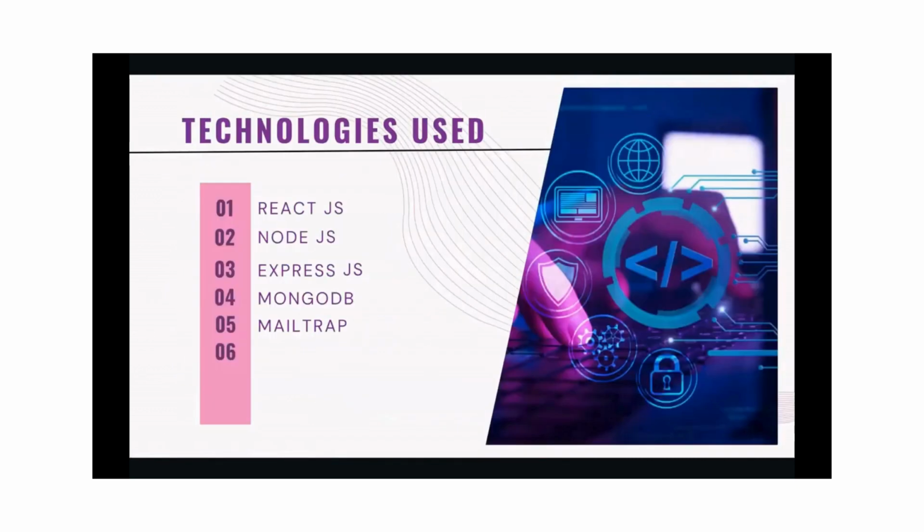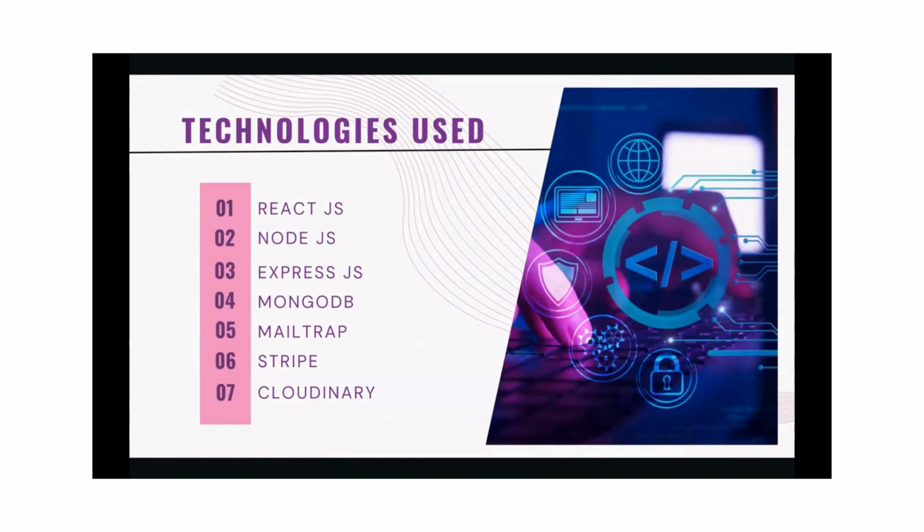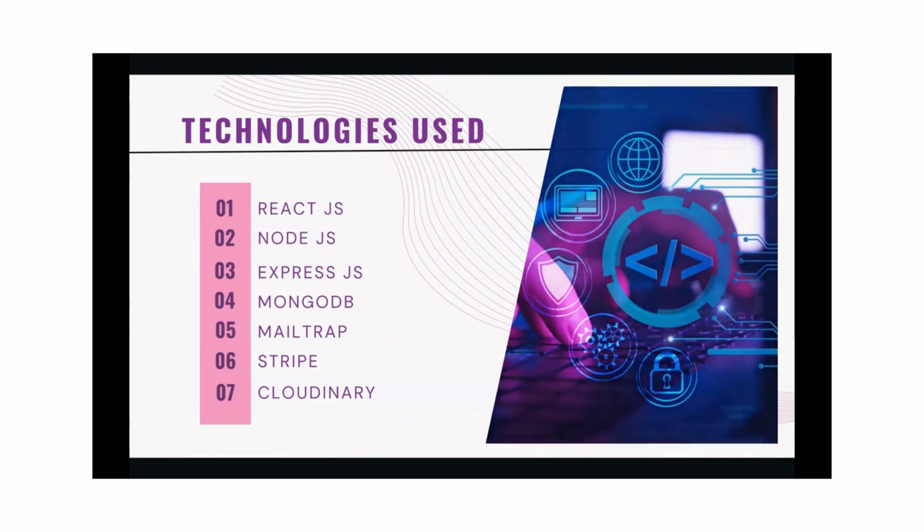The technologies used are React.js, Node.js, Express.js, and MongoDB, which is the MERN stack. And then we have Mailtrap, Stripe, and Cloudinary for password verification, the payment gateway, and additional data storage for images.